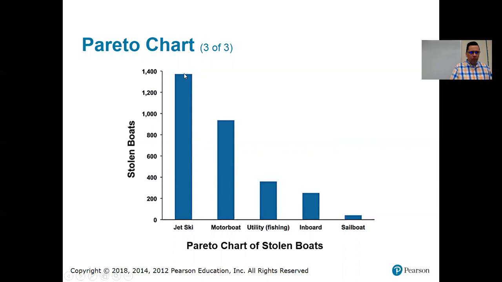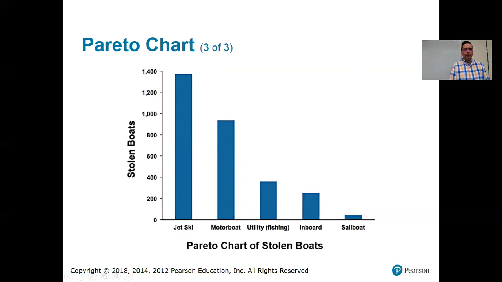So it looks like almost 1,400 jet skis. They're kind of small, maybe easier to steal than other kinds of boats. Motorboat, almost 1,000. Utility boats, about 400. Inboard, maybe about 350. And then sailboats are very large, right? They're probably pretty hard to steal. Less than 50 of those. Okay. That's an example of a Pareto chart.